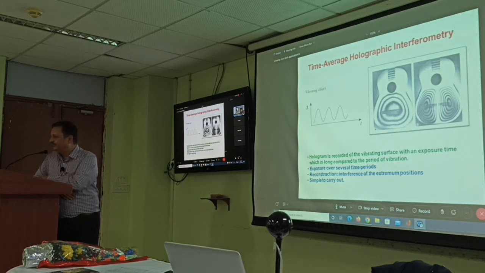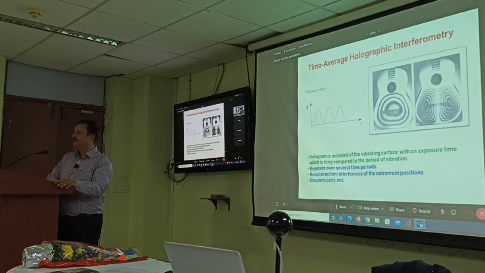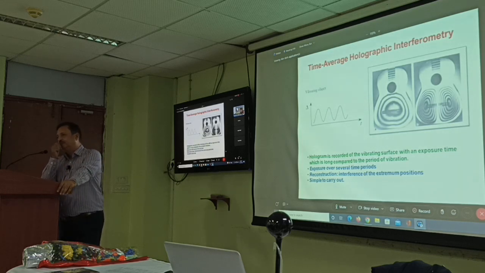And maybe tomorrow, after Dr. Nishchal finishes this part, I will also show a similar application but using a photorefractive crystal. So if you use a photorefractive crystal, you can see the deformation of an aircraft in a wind tunnel. It's a practical application. So I'll show you some pictures.